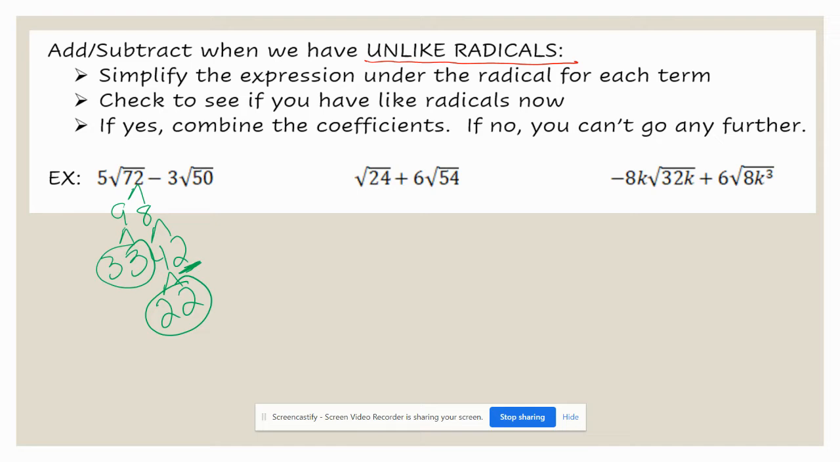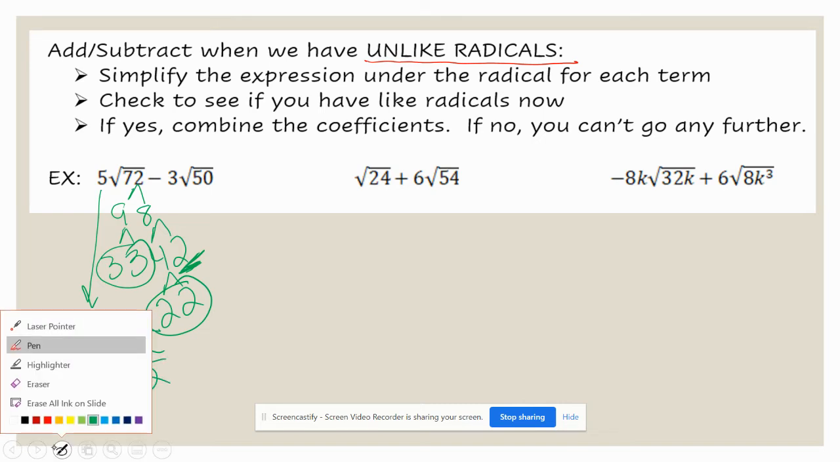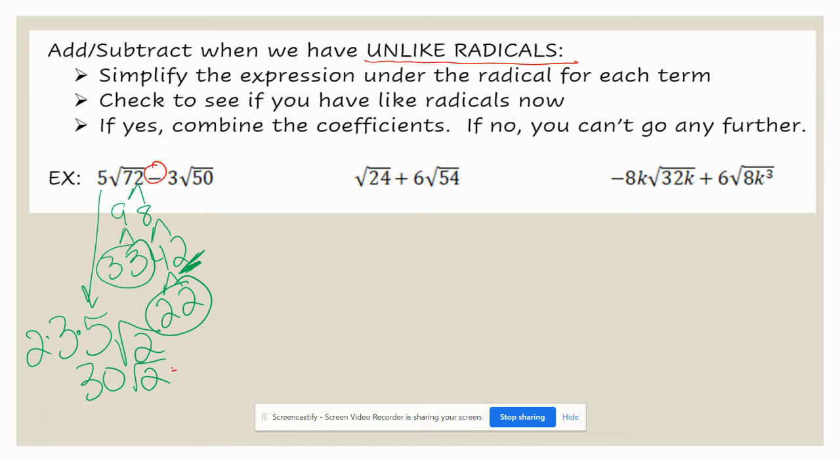Now remember, anytime that we have stuff that we're pulling out, we're multiplying. And I already have a 5 that's there. So we keep that 5, and then we take the 3 and the 2 that we circled and bring that out. This lone 2 right here gets stuck underneath there. 2 times 3 times 5 is 30. So this is 30 square roots of 2. We are subtracting.